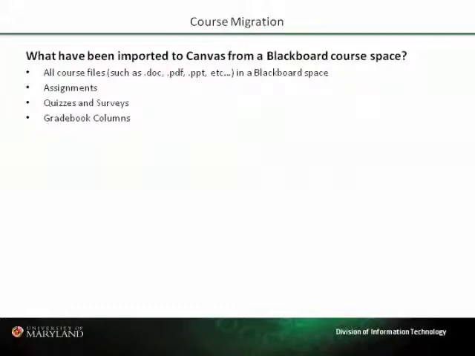So let's talk about what has been imported into your Canvas space and what has not been imported, requiring manual migration. What we have imported to Canvas space are what you see on the slide. We have imported all your Blackboard assignments created using the Blackboard assignments tools. So if you have any of those assignments, they are already there. And we also imported all the quizzes and surveys and also all the course documents to Canvas. So all those four things to Canvas.